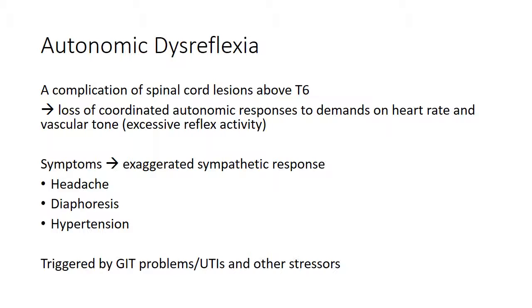diaphoresis, hypertension. Although autonomic dysreflexia in itself is not life-threatening, if those symptoms, such as the extreme hypertension, persist, you can have long-term consequences, including brain bleeds and other cardiac problems. Usually autonomic dysreflexia is triggered by some sort of GIT problem, but literally anything can do it. You can have a bowel obstruction, a UTI, or an infection somewhere. Basically the body's unable to control its autonomic response, and you'll get that exaggerated sympathetic response after you've experienced that trigger.